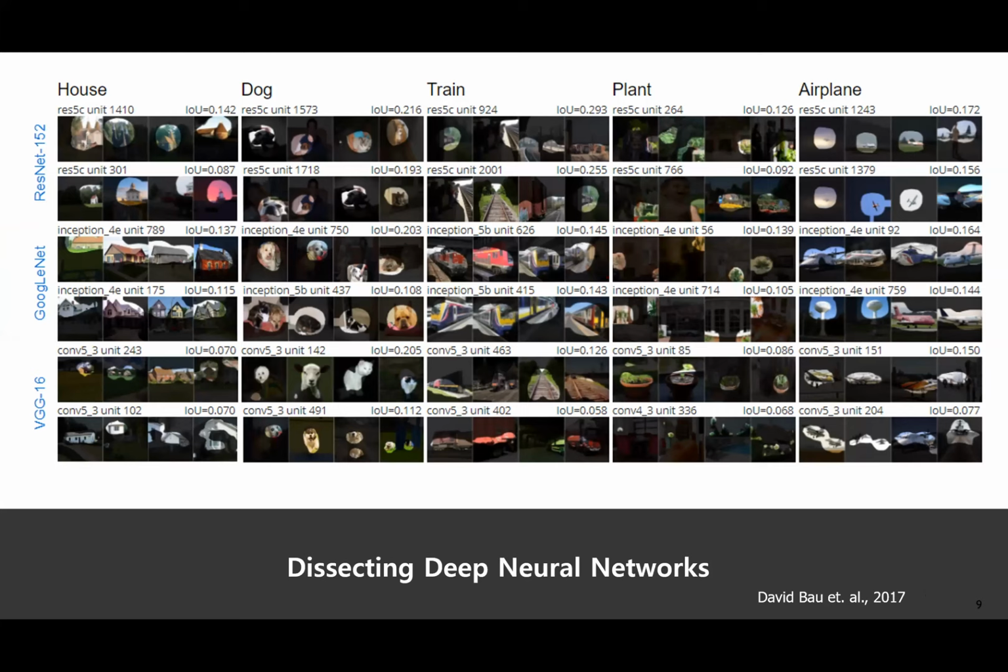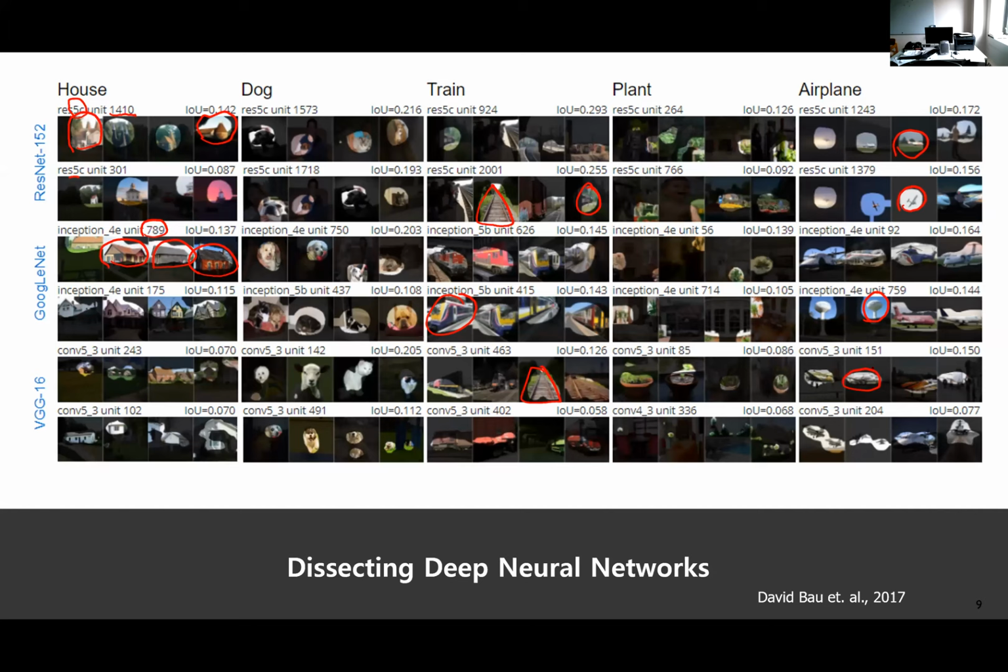For example, in the house case, in ResNet layer 5c, unit 1410 will locate this type of object, a house. And in AlexNet, layer 4e, unit 789 will locate this type of house. And the train case too, right? Train case, Inception net, and so on. Sometimes, though, when we say train, this will get train rail, not train. And if you go to airplane, there are airplanes, smaller airplanes, and so on, like a larger plane.